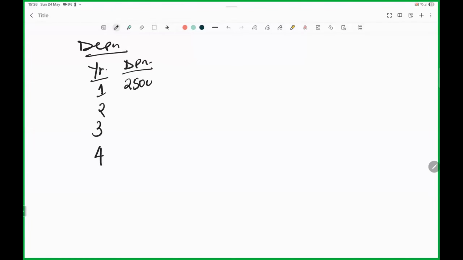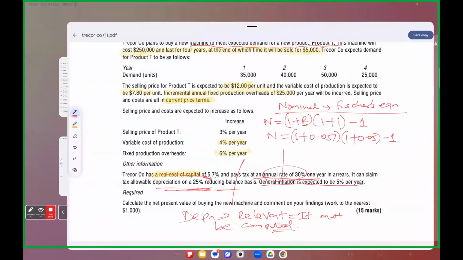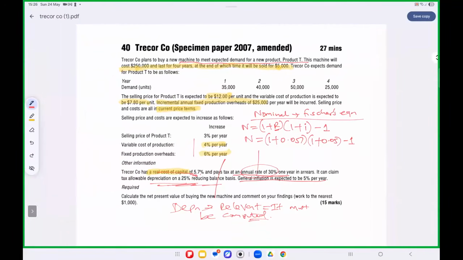Year number 1, remember the machine cost us 250,000. We know that it is 25% per year which we lose. So is there somebody who is able to give me this number? Remember up here, ladies and gentlemen, if you are taking a screenshot of the question, it's important to take the screenshot now. Remember they told us, Tracker company plans to buy a new machine to meet expected demand for a new product T. This machine will cost 250,000 and will last for 4 years, at the end of which it will have 5,000 scrap value. And then they told us down here that depreciation is 25% per annum, reducing balance.